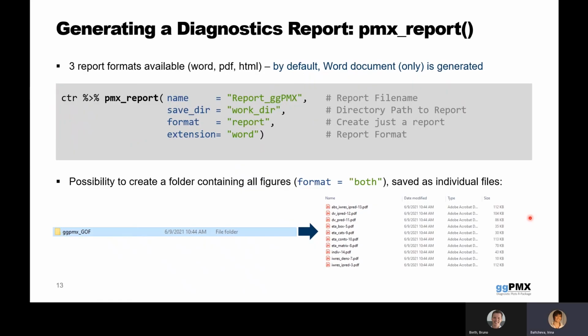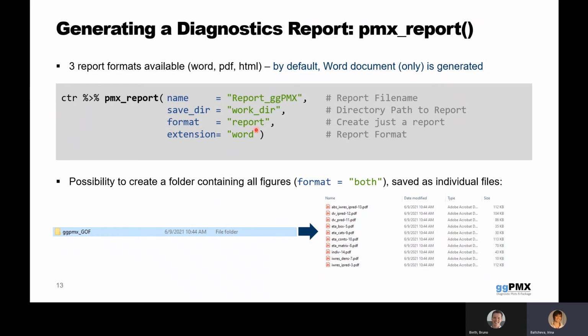Now, a little bit more details on how to create diagnostics reports. You have the choice of 3 report formats: Word, PDF, or HTML. Again, you create a report by using the controller and calling the function pmx_report. This function accepts at least 4 arguments: name, where you specify the name of the report, the save_dir, which is the folder where you want to save it, and the extension.